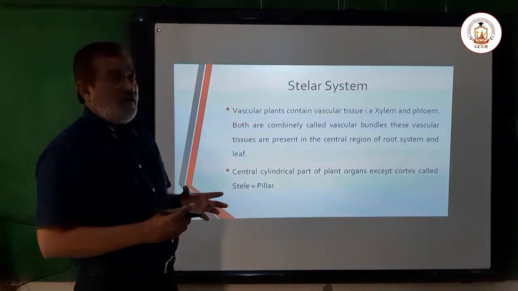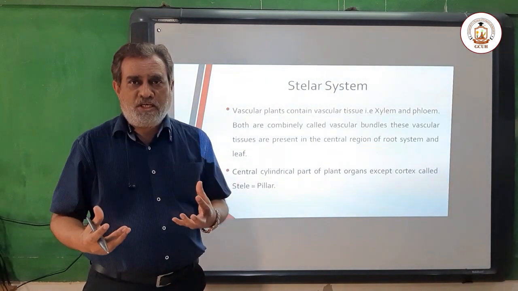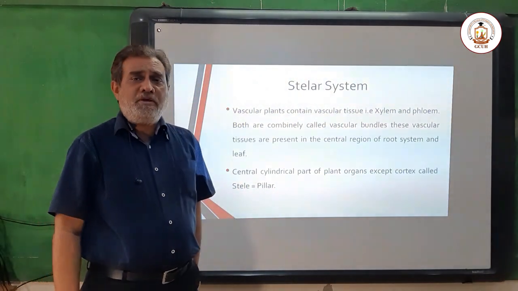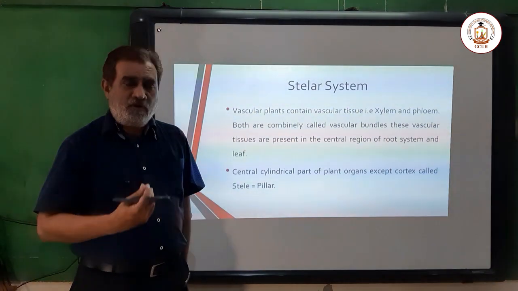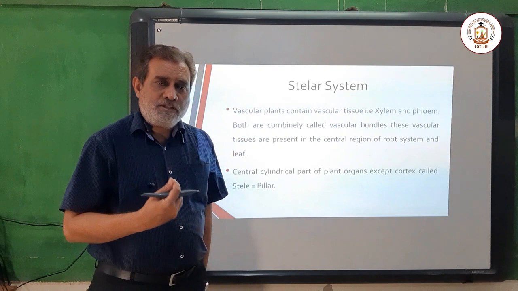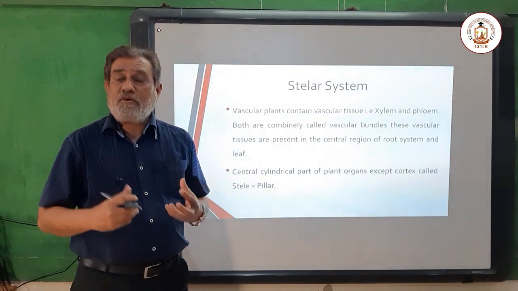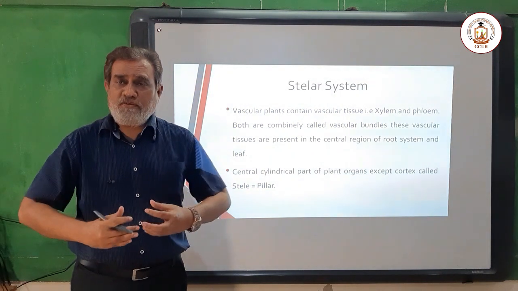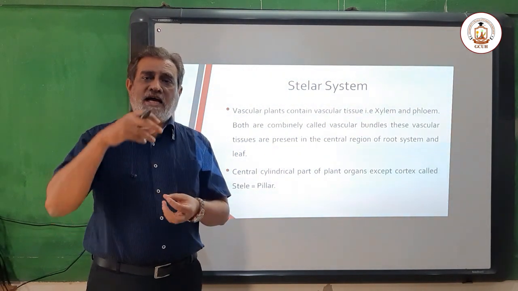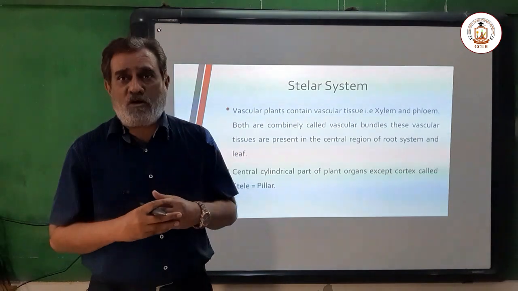Whenever we take the transverse section, we find the outer layer of tissues is the epidermis, mainly made up of parenchymatous tissues. Inside it we have another layer called the cortex. Inside the cortex we have the structure called the endodermis. And inside the endodermis, the stelar region starts, the central core of the plant organ, either root, stem, or maybe the wings and winglets of the leaf.